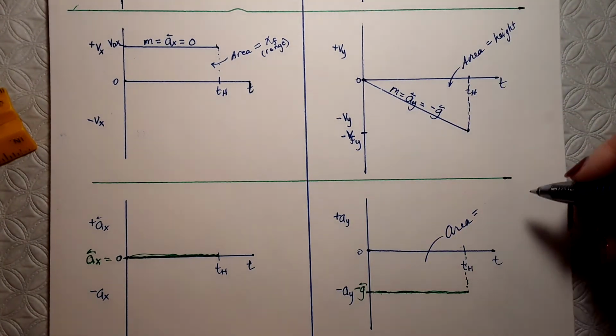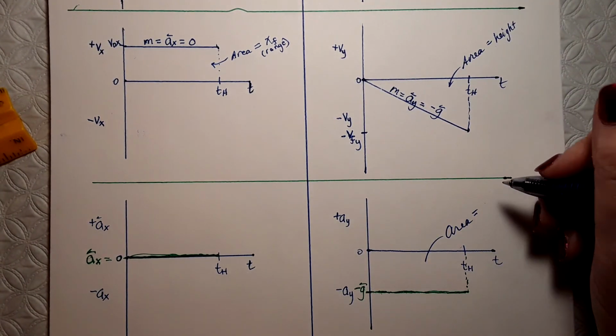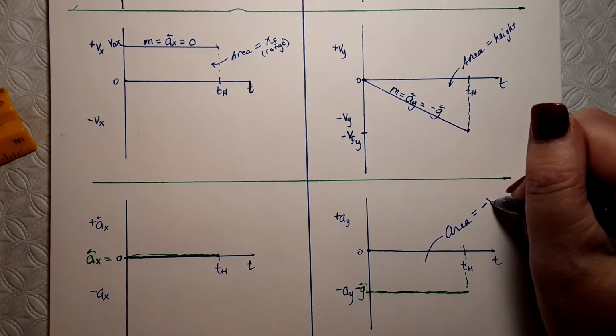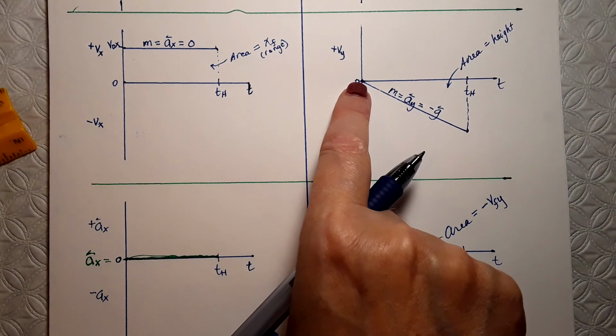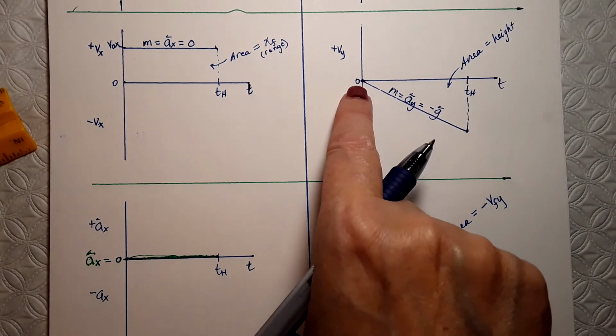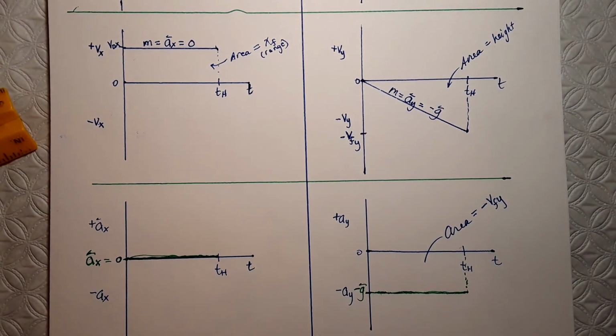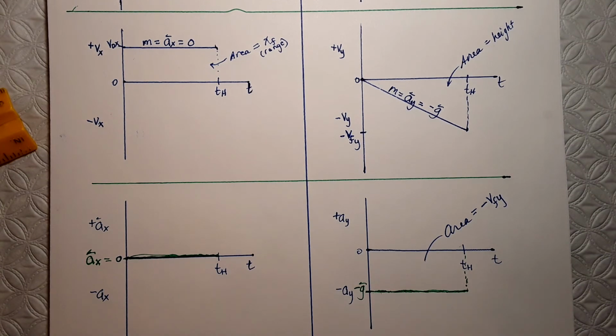Notice it is a negative area. It's below the x-axis. So we get negative VFY for that one because we started with 0. So VFY minus 0 is just VFY. So that's what that would equal. The change in velocity here from 0 to VFY would be VFY in the negative direction. Okay, and I think that's about it.